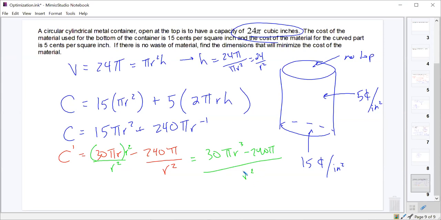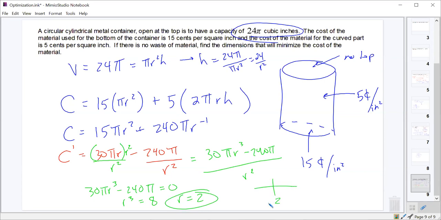And having a radius of 0, where we have a critical value where the cost derivative is undefined, doesn't make any sense, right? We're not going to have a cylinder with a radius of 0, so we just need to look at the numerator. 30 pi r cubed minus 240 pi equals 0, and we'll solve for r. We're going to end up with r cubed equals 240 pi over 30 pi, so r cubed equals 8, where r equals 2.